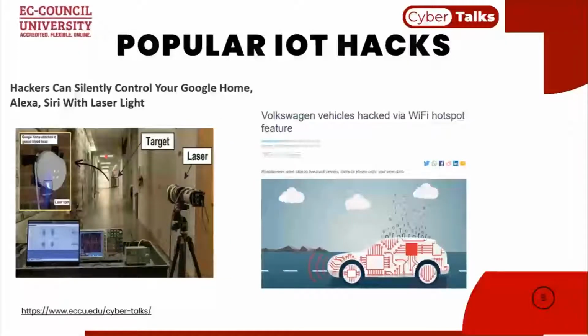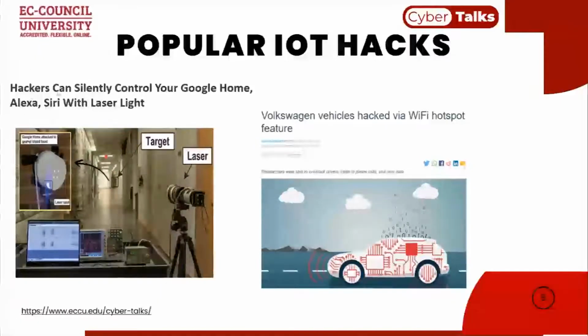These are some of the hacks that we all have seen in the last couple of years. While IoT was at a very nascent stage, people did not think much about it. But with these hacks, I think everybody has realized that IoT security needs to be taken very seriously.